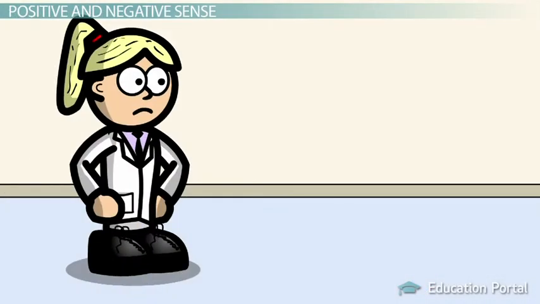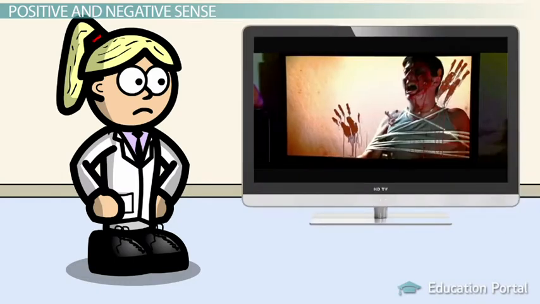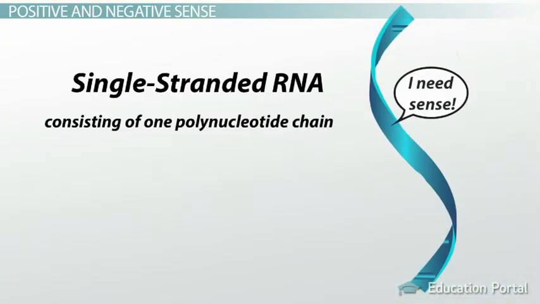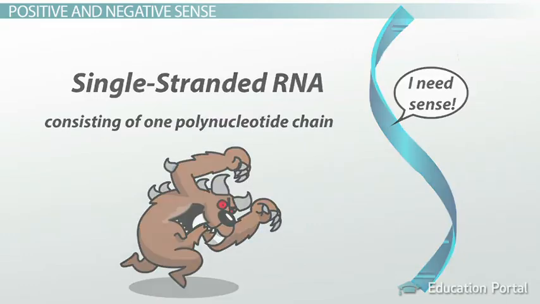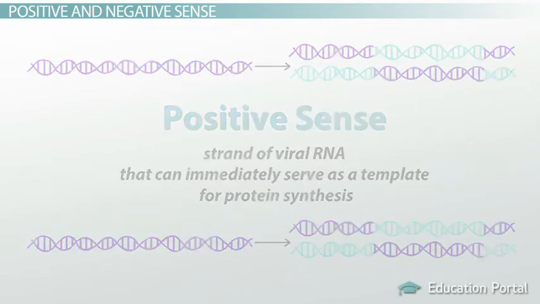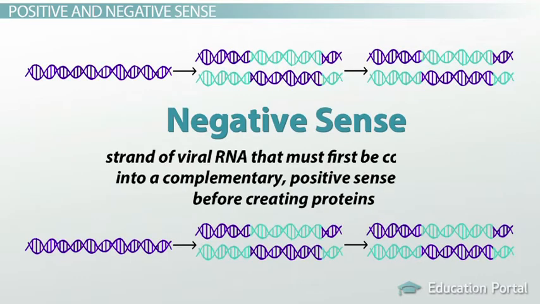If you think the definition of single-stranded viruses was too easy to be true, you're right. We're about to reach the scariest part of our horror movie. When an RNA virus is single-stranded, it must have what's known as a sense, something many B-rated Hollywood movies lack. Positive sense RNA is a strand of viral RNA that can immediately serve as a template for protein synthesis during the process of translation. Negative sense RNA is a strand of viral RNA that must first be converted into complementary positive sense strands before creating proteins.